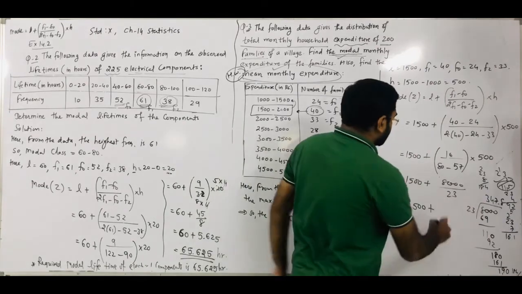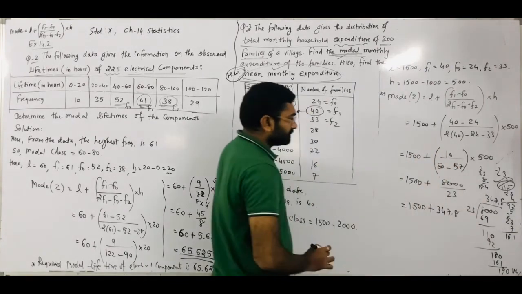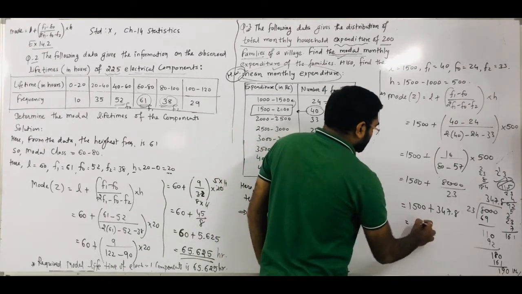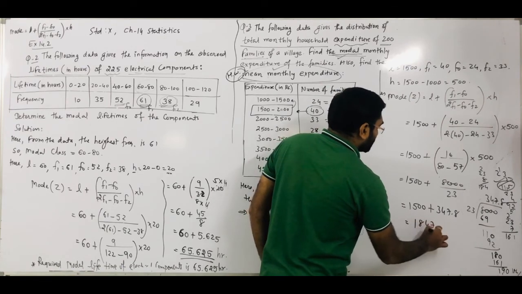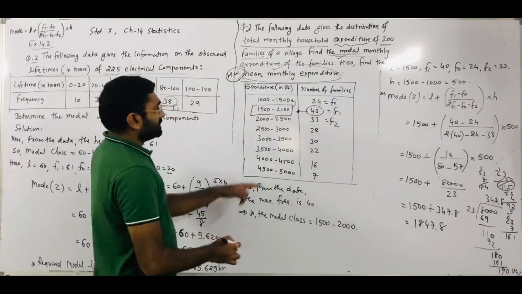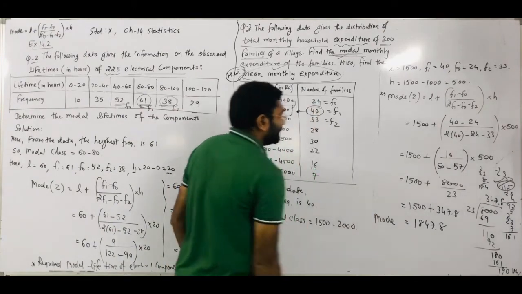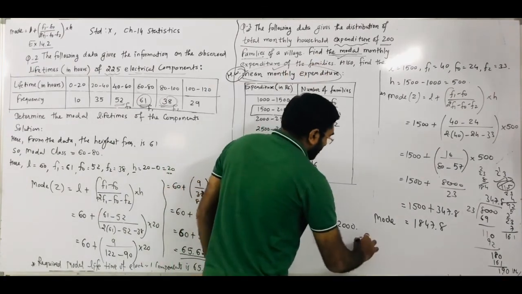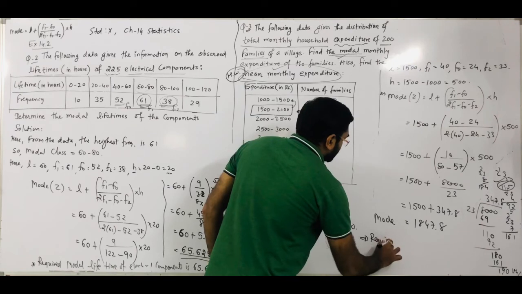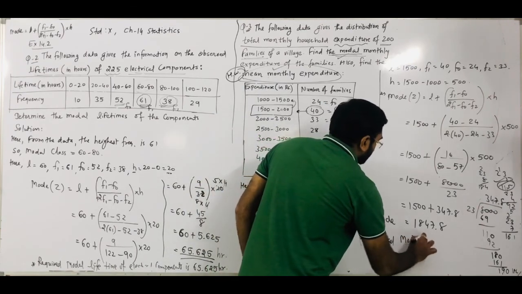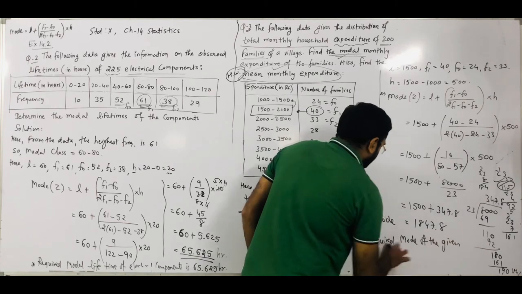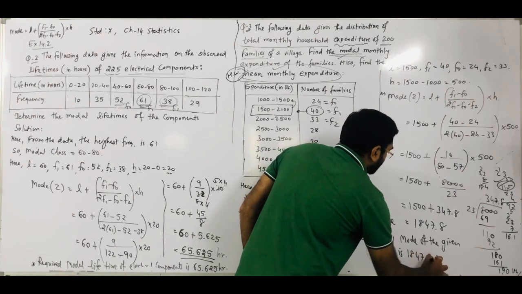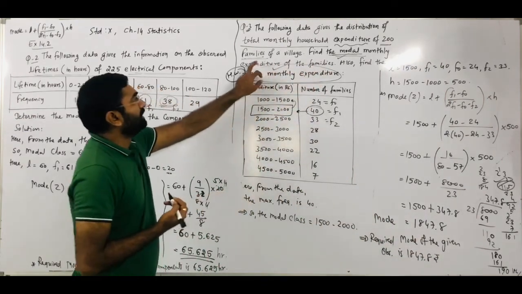Okay, but here we get 347.8, right? 347.8 we have to add to this 1500. So we get 1847.8. Okay. Now last, this is our mode value. Now last we have to write our answer in statement form. They ask for the modal monthly expenditure of the families. So required mode of the given observation is how many rupees? 1847.8 rupees, which is the monthly expenditure of the given families.